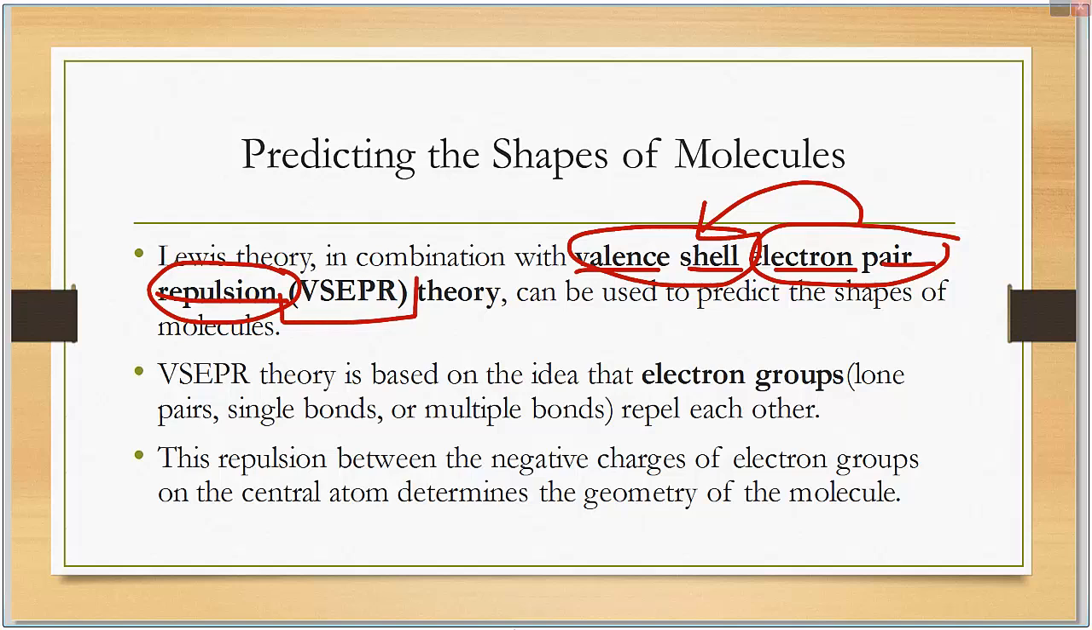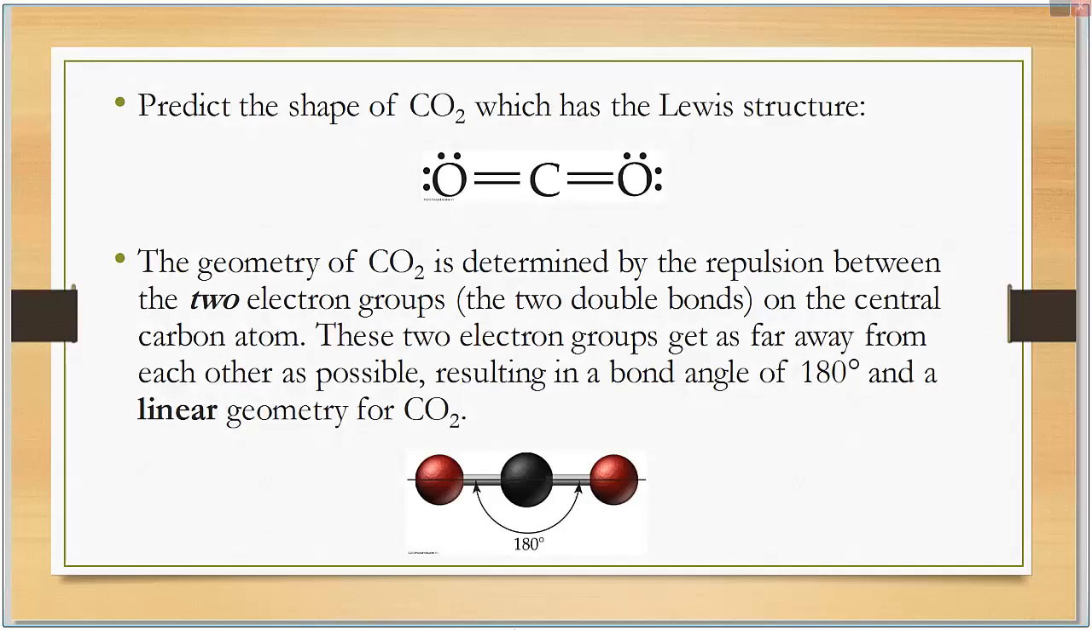The VSEPR theory is based on the idea that electron groups, lone pairs, single bonds, or multiple bonds, repel each other. They're trying to get as far away from each other as possible. This repulsion between the negative charges of electron groups on the central atom determines the geometry of the molecule. So we're just going to go through several of these so that you can see how it matches up.